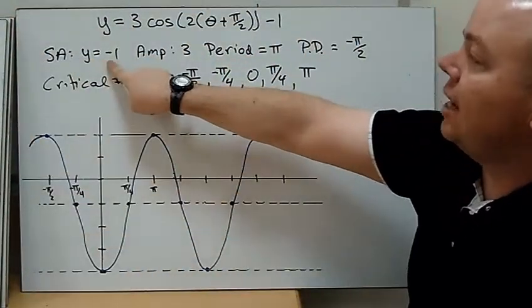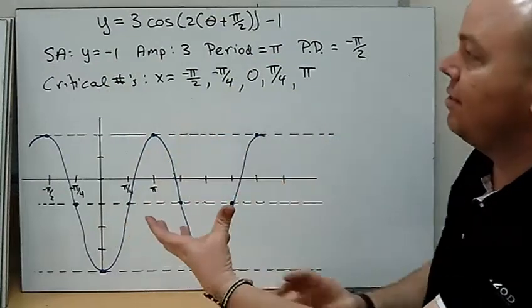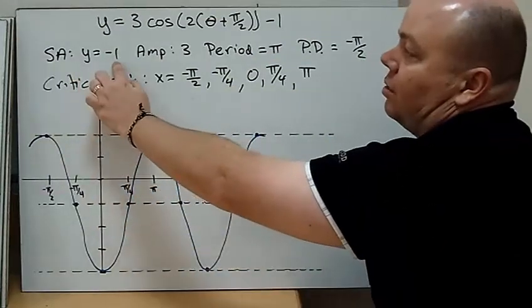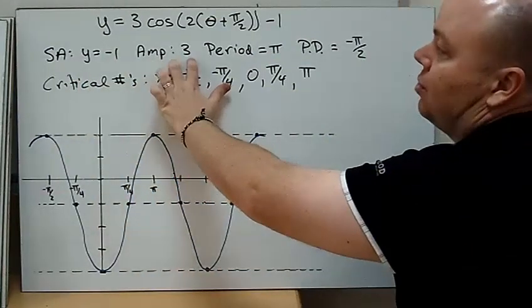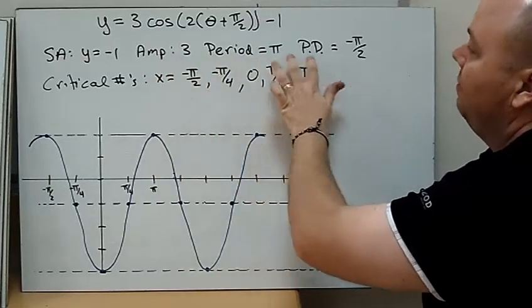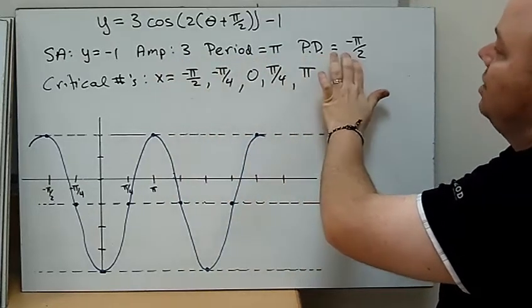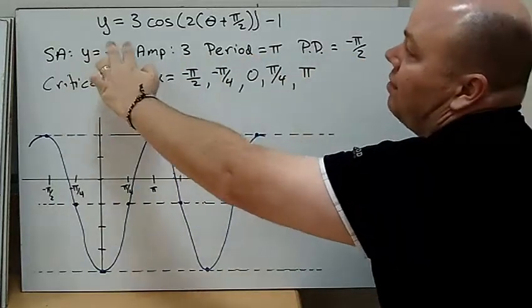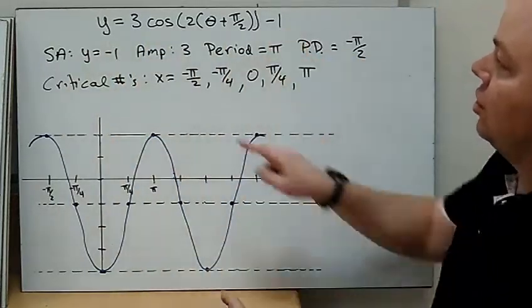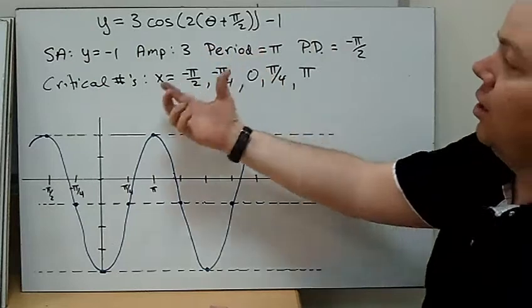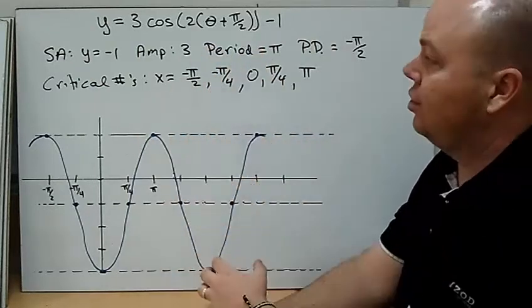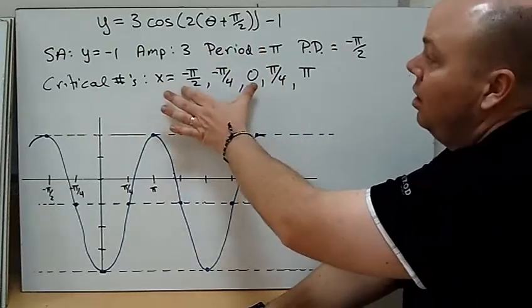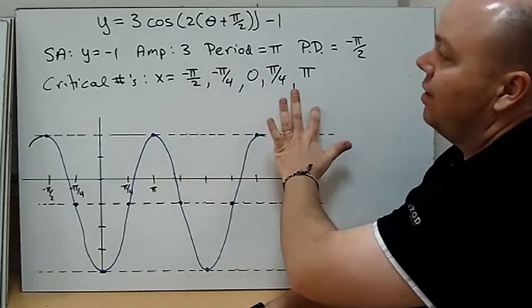Okay, I have a sinusoid axis. I'm just summarizing everything we have so far. Sinusoid axis, y equals negative 1. Amplitude is 3. The period is pi. The phase displacement was negative pi over 2. That's all the information straight out from the function. The critical values were found where I just showed you. You might want to review that one more time to make sure you understand how these values were found.